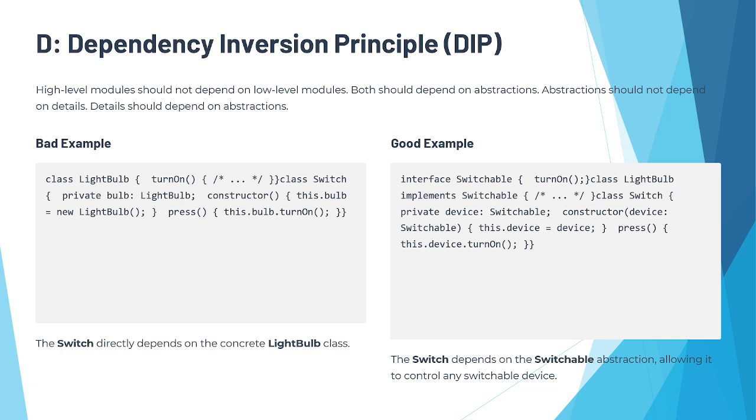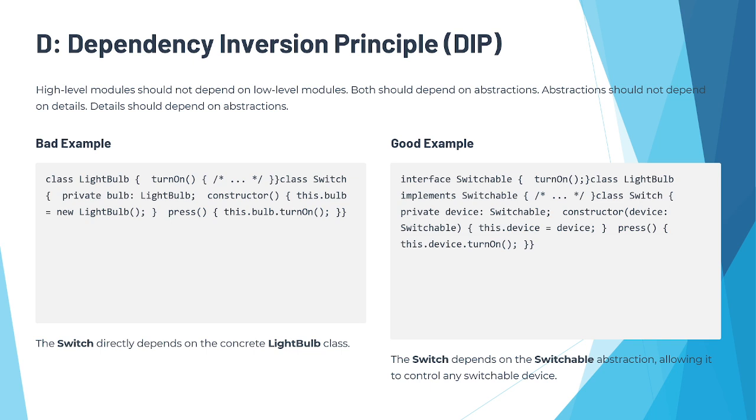Today we are going to discuss the dependency inversion principle. It is one of the principles from our SOLID principle list. So let's get started. As per the definition of the dependency inversion principle, it says high level module should not depend on low level module. Both should depend on abstraction, and abstraction should not depend on details. Details should depend on abstraction.